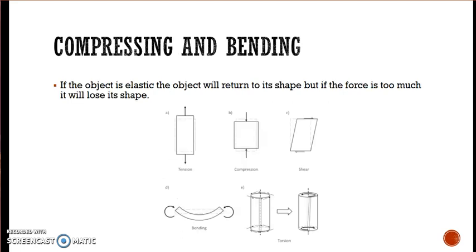Compressing and bending. If an object is elastic, the object will return to its original shape, but if the force is too much, it will lose its shape. Alright, so just ignore these other things, but as you can see, B is compression, and D is bending. There's also tension, which is just stretching, and also shear, where you're kind of pushing on both sides, but in opposite ways. There's also E, which is torsion, which is just turning it. Yeah. That's basically it.